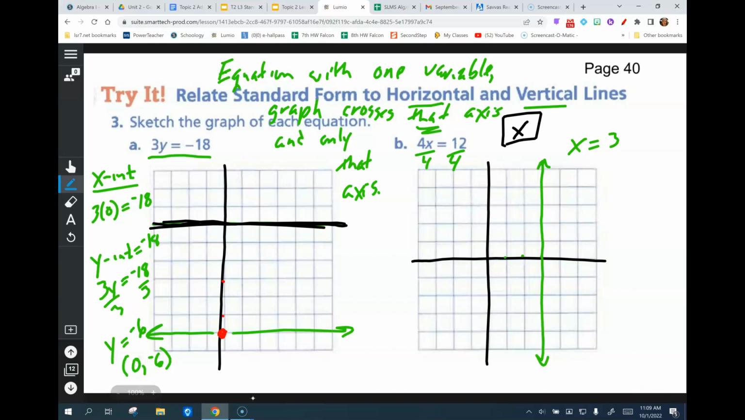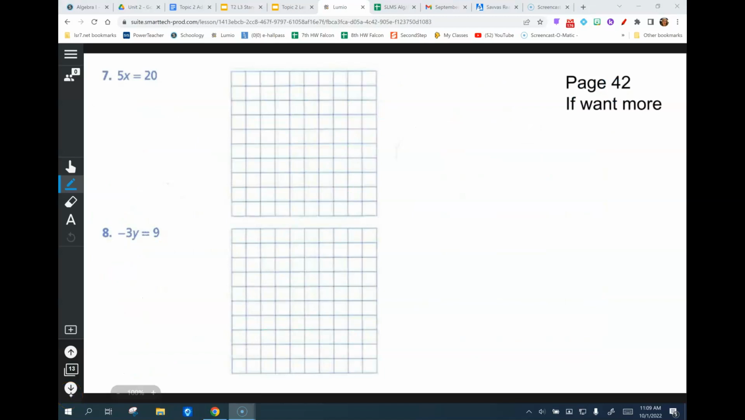Hey, while we're here, what's the slope of a vertical line? Vertical line is undefined. That's right. Good. Now, if we go to page 42, if you want some additional practice, you can do that. So pause yours right now and do these two problems, and then we'll come back with the answers. Go.